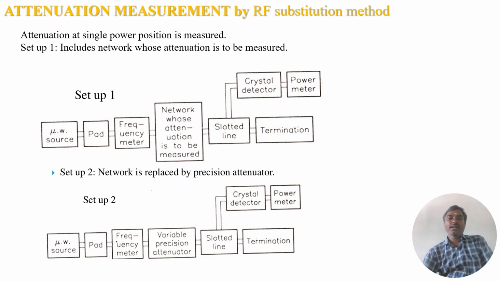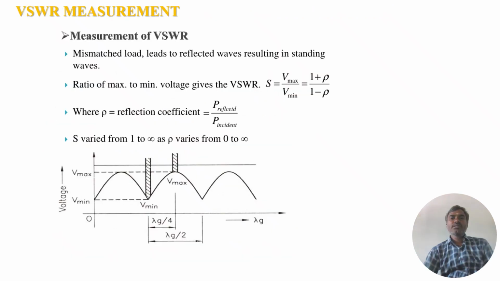In the second setup, the network whose attenuation is to be measured is removed, and in its place a variable attenuator with the initial zero attenuation is connected. Now the probe of the variable attenuator is slightly adjusted to show the previous power value in the power meter. Now the attenuation shown by the variable attenuator corresponds to the amount of attenuation introduced by the device under test. Now we will see the procedure for measuring VSWR.